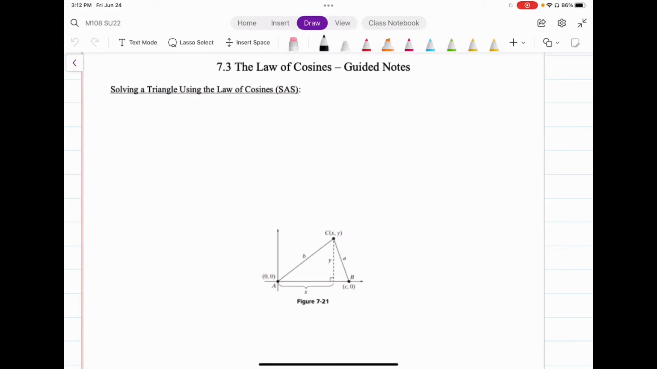Welcome back to our investigation of trigonometry. Last lesson we talked about the law of sines. Now we are talking about the law of cosines.